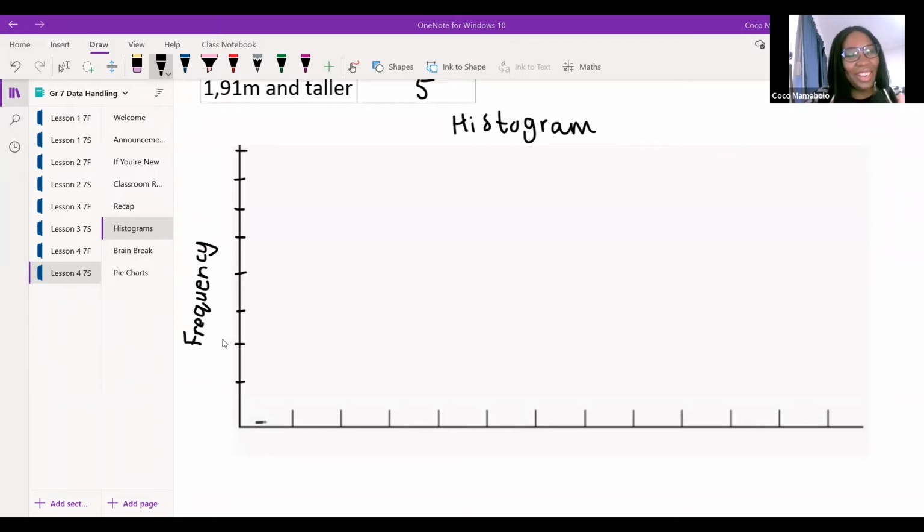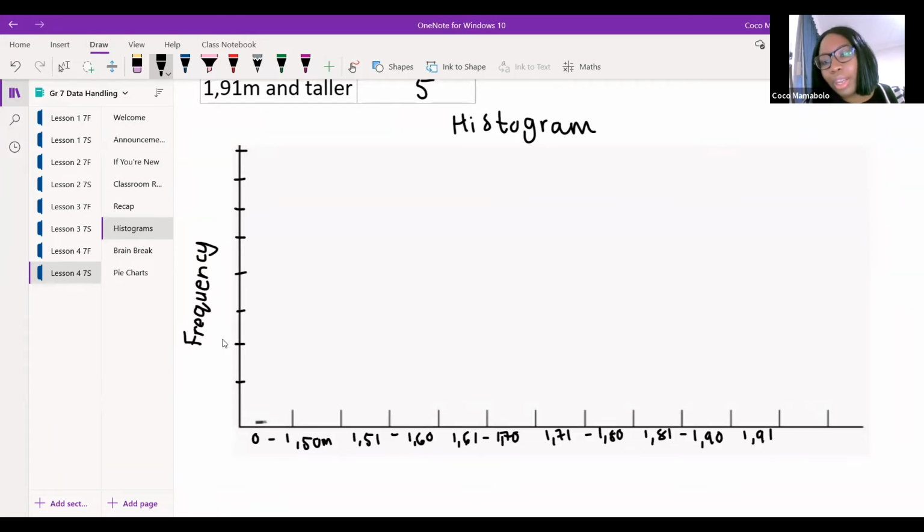Okay, all right. So down here, we're going to have all our intervals. I'm going to start with 0 to 1.50 meters, and then I'm going to go to 1.51 to 1.60, and then 1.61 to 1.70, 1.71 to 1.80, 1.81 to 1.90, and then 1.91 and taller. Okay, anybody over here? And then all we're going to do is draw our histogram according to this.